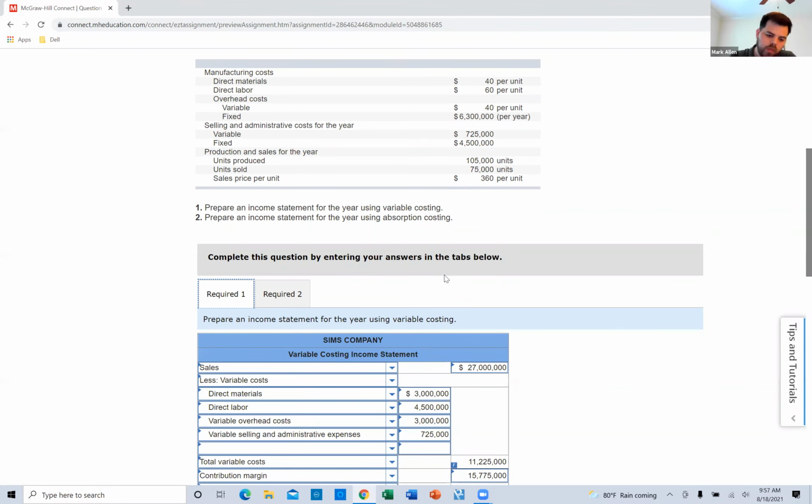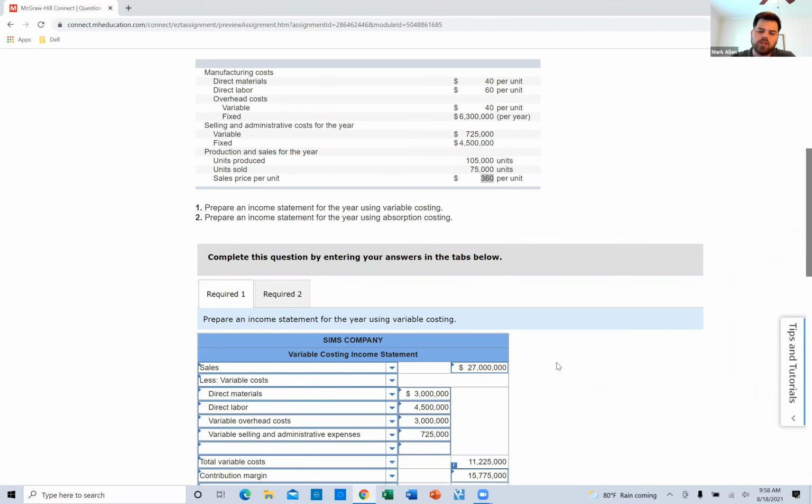We've got to keep those two completely separate in our minds, and then that will allow us to do this correctly. So first things first, we start off with sales. Of course, in this case, to get my sales, I'm simply going to take the number of units that were sold, 75,000, times my $360 per unit, and there's my $27 million in sales. So that's our first line, right? So just like under absorption, that top line is going to be sales. So the very beginning is the same, right? We always start with sales. It's just the stuff that's after that that changes a little bit.